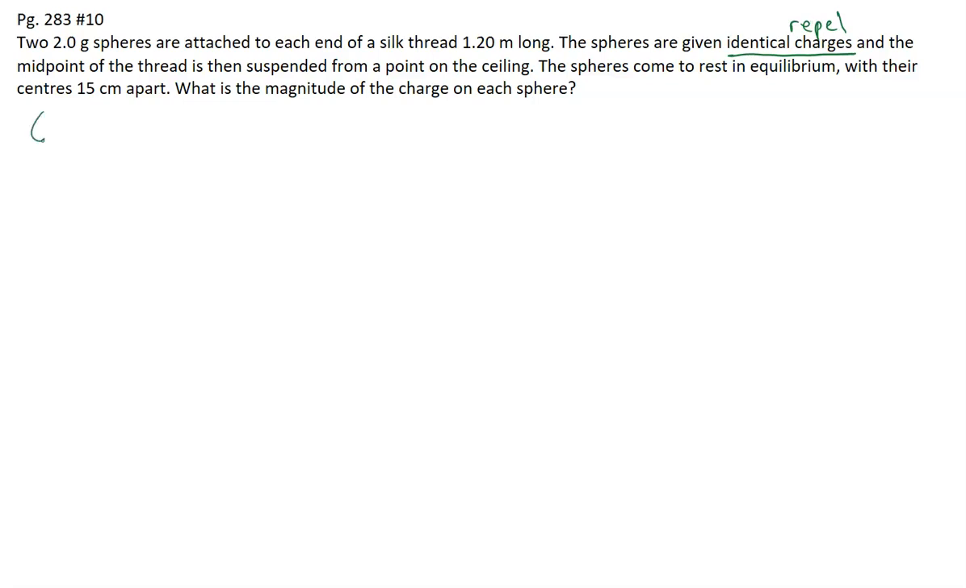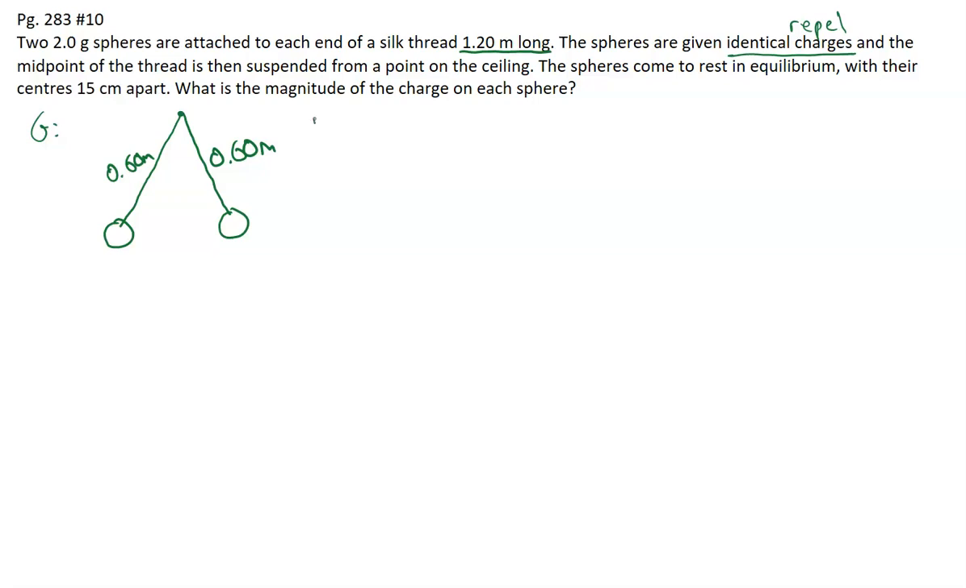So the first situation that we want to look at is the givens. And in the givens, in a question like this, we want to actually have a diagram so we understand what's happening. We know that there's a 1.20 meter long thread. And what that means in terms of this situation is that each of those threads, when they're attached to those two spheres, are going to be 0.60 meters long, because in total this whole thread is 1.2 meters long.